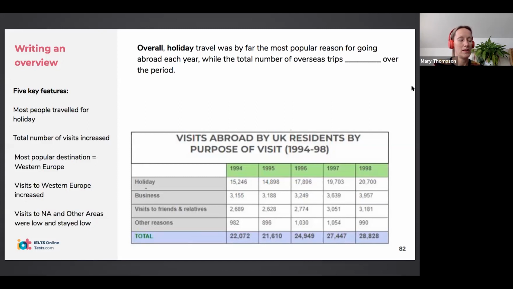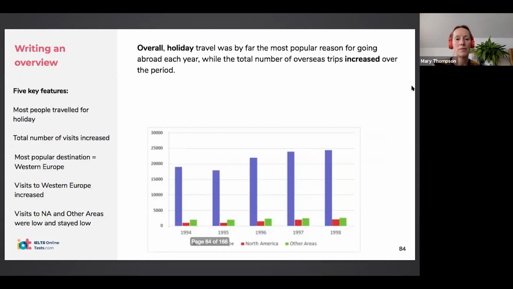Something over the period. Yeah, increased. Make sure you use past. Increased over the period. Okay, so that's the first 2 points, and then the last 3. So you can use a nice expression like this, by a large margin. Okay, so it just means by a lot.